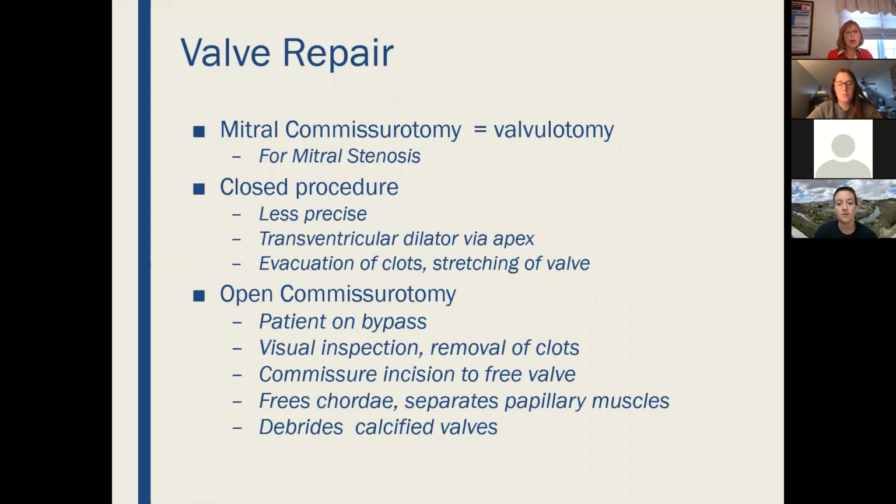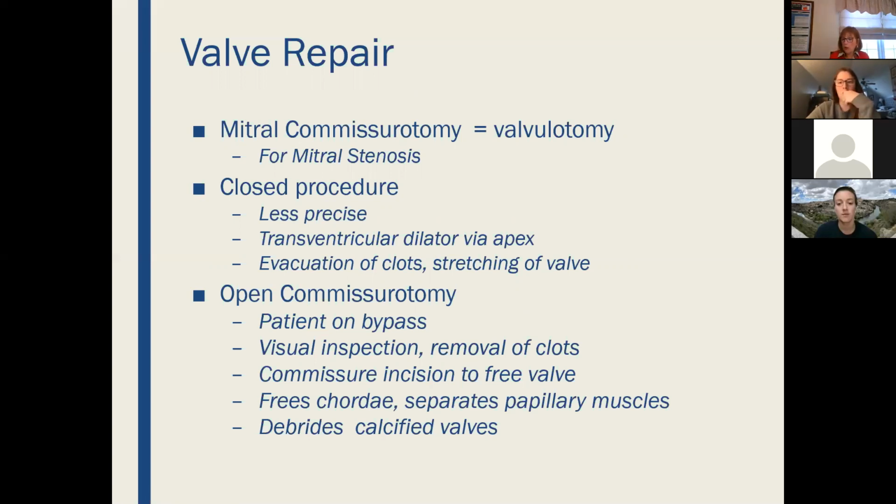All right, so what else can they do for valve repair? Well, mitral commissurotomies. If we know the commissures get stenotic, they can go in and open up your heart, put you on bypass, do the whole thing, and go in and slice between the different valve flaps and break up those commissures. That's one way of doing it. They can get in there and take out clots and do whatever else they have to do.